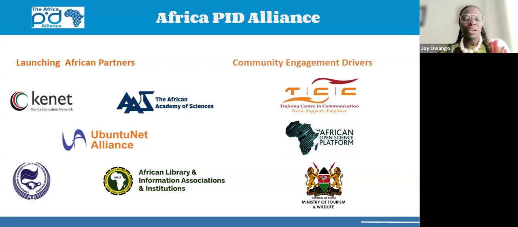As you can see, the other partners are the African Library and Information Associations and institutions. As I earlier said, when we were setting up the Africa PID Alliance, it wasn't just about the infrastructure issue. It was about a data management issue. So working with AFLIA has been very instrumental in our data management courses. And when we launched our first workshop, our first Moodle, we had over 800 registered participants from over 21 countries. We're also working with the Africa Academy of Sciences and the Association of African Universities. As you can see, TCC, AOSP, and the Ministry of Tourism and Wildlife, where the State Department of Cultural Heritage in Kenya sits, are our community engagement drivers.